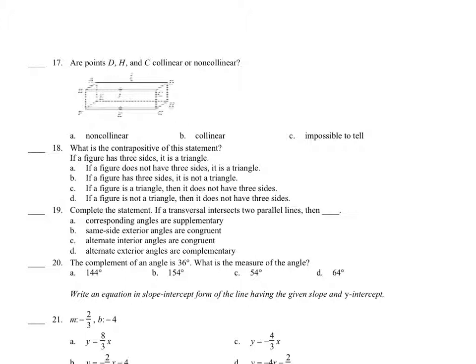Okay, number 17, are points D, H, and C collinear or non-collinear? D is right here, C is right here, and H is right here. Do they all lie on the same plane? That's what collinear means. If they don't lie on the same, I'm sorry, not the same plane, on the same line. If they don't lie on the same line, then it would be non-collinear. Can I draw one line and have it go through all 3 points? I cannot. Therefore, those 3 points are non-collinear. They are all on the same plane, so they're coplanar, but they are not collinear.